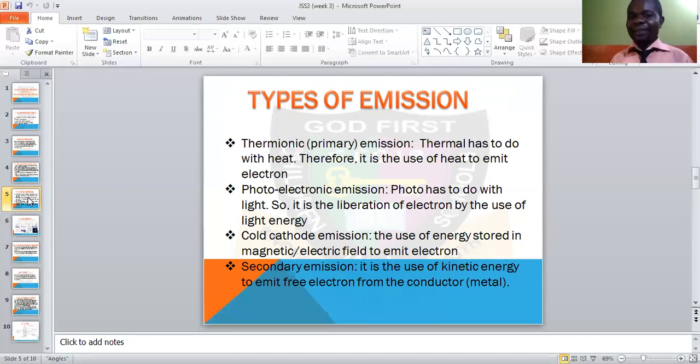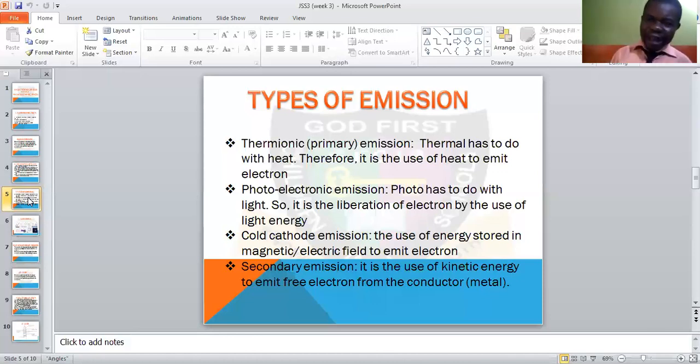Photo means light. So the liberation of electrons from an electronic device or an element with the use of light is photoelectronic emission. Then another one is the cold cathode emission. You use energy that is stored in a magnetic or electric field. We have discussed magnetism. I spoke about magnetism and electricity in our first term work. Then lastly, we have the secondary emission, the use of kinetic energy.